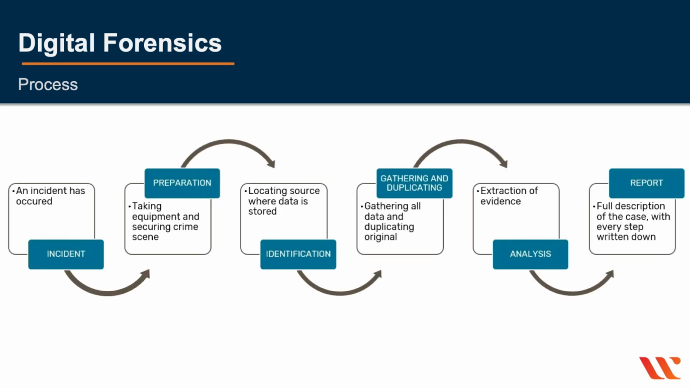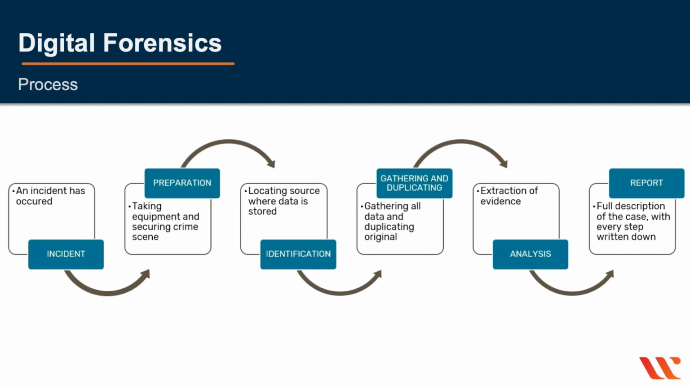Now, if you look at the process at a high level, you can see that there are multiple steps. These steps would be similar. You might see different variations of them, but at a high level, you'll have an incident, then some sort of preparation, some sort of identification, gathering of the information, analysis, and then reporting. Initially you have an incident, so some incident has occurred, then you're going to be looking for some sort of preparation. Here you want to look for what kind of equipment is there, and essentially you're trying to make sure that the evidence is preserved at the crime scene.